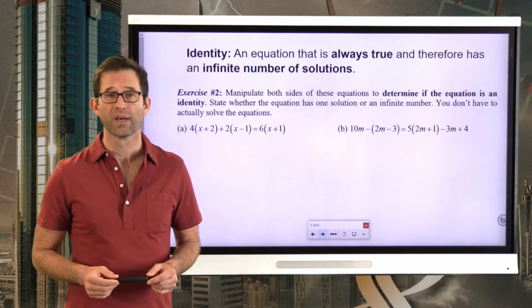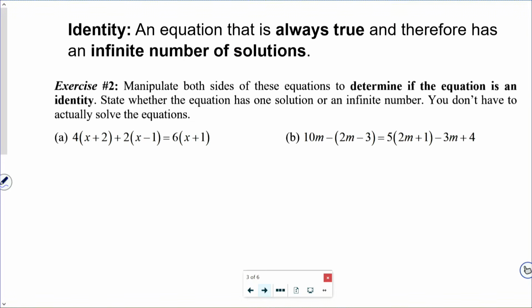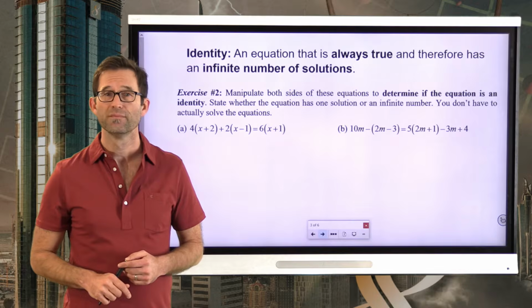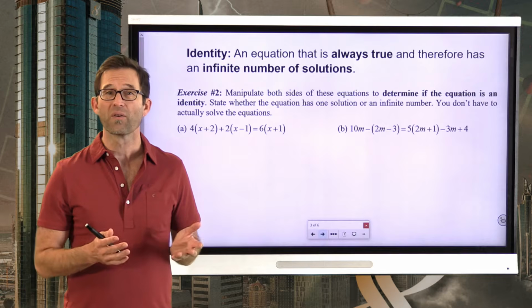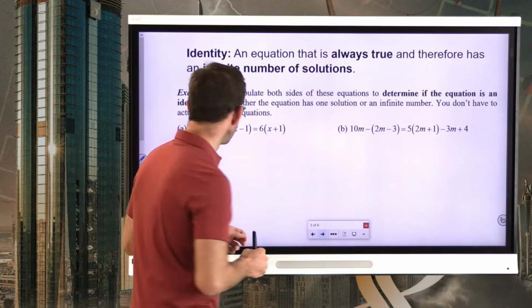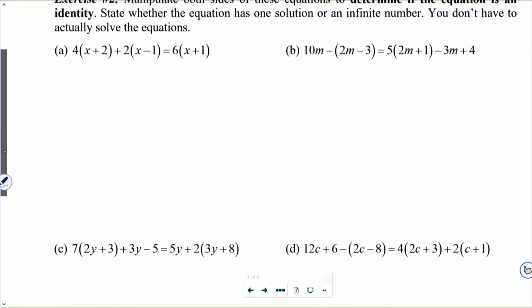Let's take a look at exercise number 2. Manipulate both sides of these equations to determine if the equation is an identity. State whether the equation has one solution or an infinite number. You don't have to actually solve the equations. All right, so let's play around with letter A together. I'm going to just bring it up here.